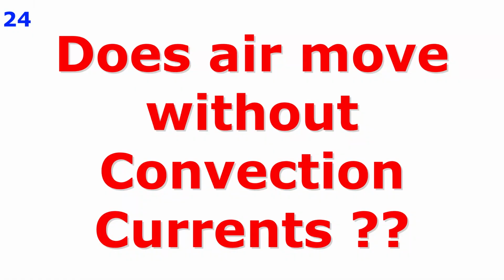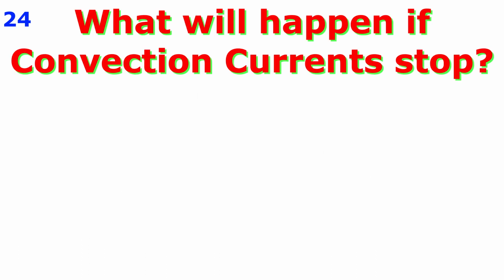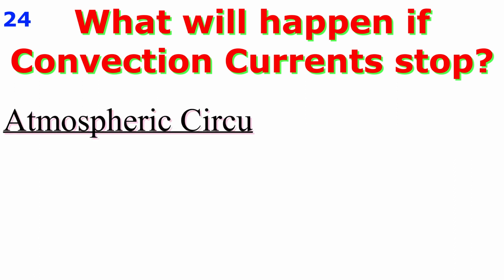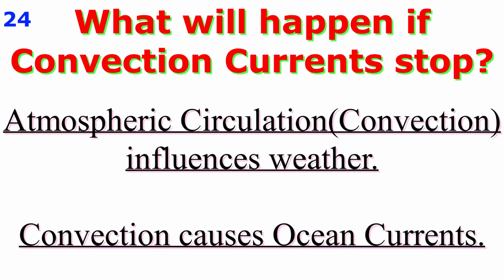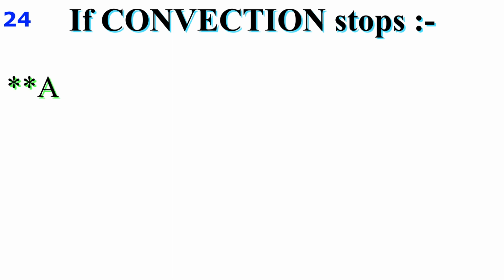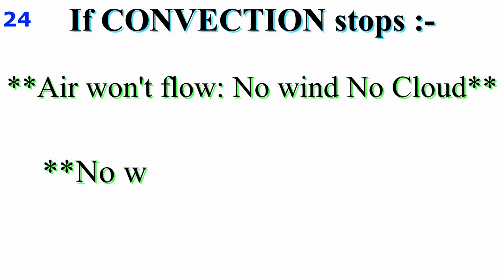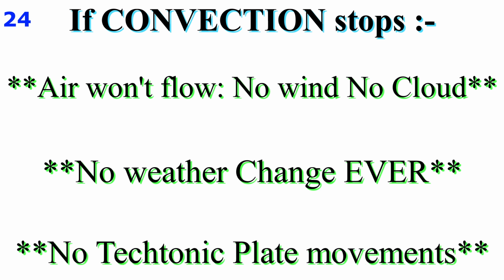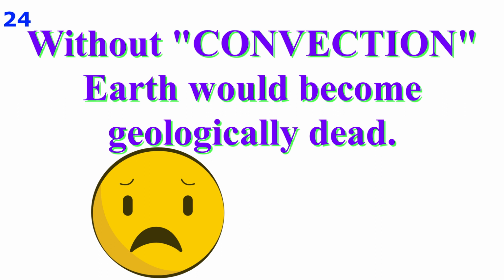To my dear little student friend, last of all, a very nice question for you. Does air move without convection current? Friend, convection is the circulation and mixing of gases or a liquid. On Earth, this happens in air, which causes our weather and in ocean currents. If for some reason convection stopped, air would not circulate. The weather would stop. The tectonic plates wouldn't move. The earth will be geologically dead.